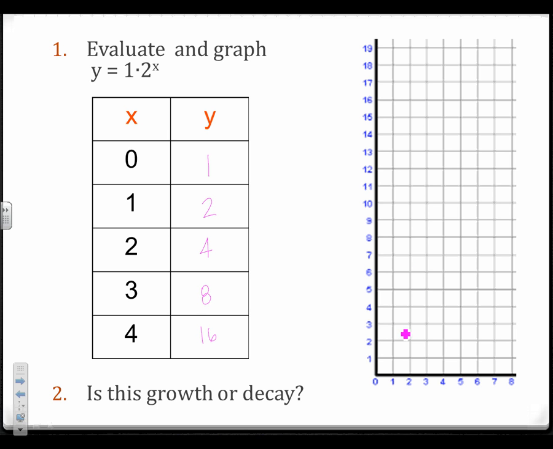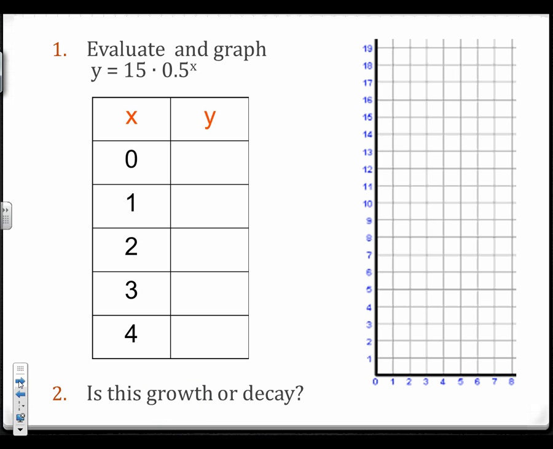Okay, so if I go plot those points, at 0 I have 1, at 1 I have 2, at 2 I have 4, at 3 I have 8, and at 4 I have 16. So if I were to connect those as if I had the points in between, you can see, and I'm doing a pretty bad job of connecting the dots, but you get the idea, that this is not a straight line, it is a curve. And hopefully you can tell from that that this is growth, not decay.